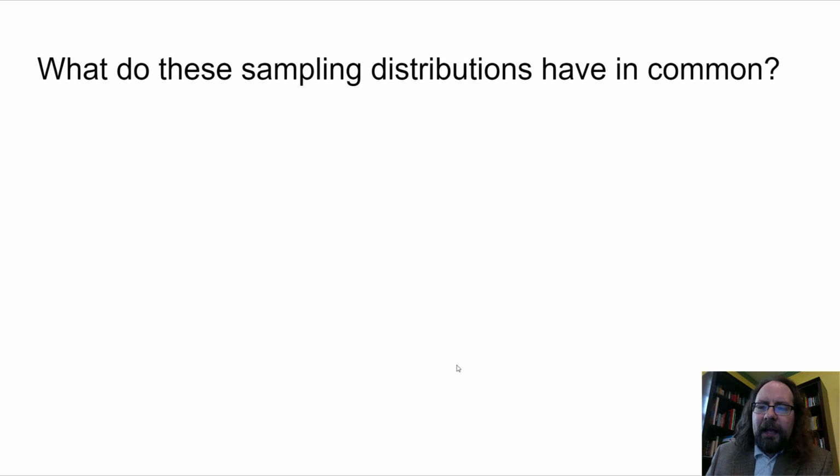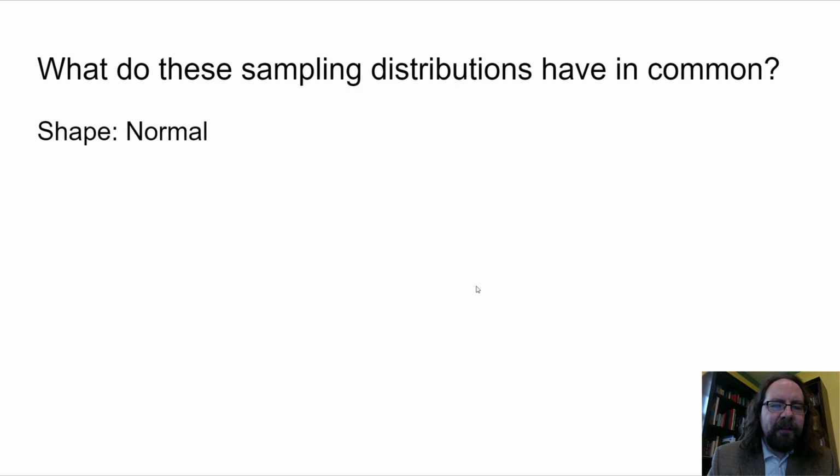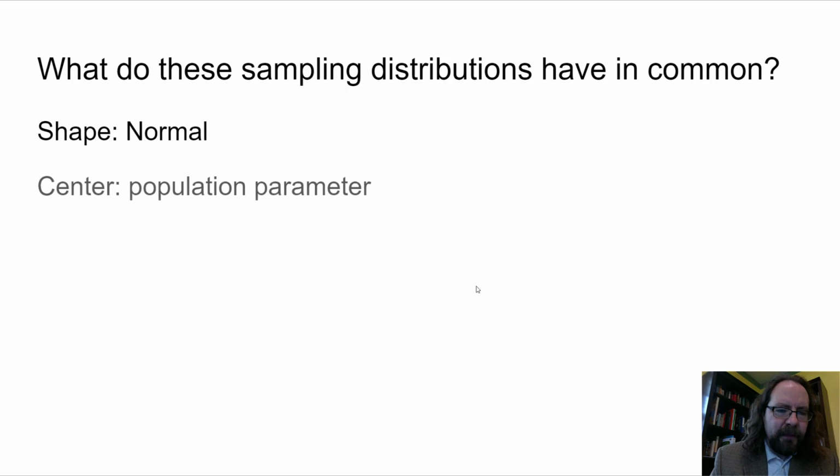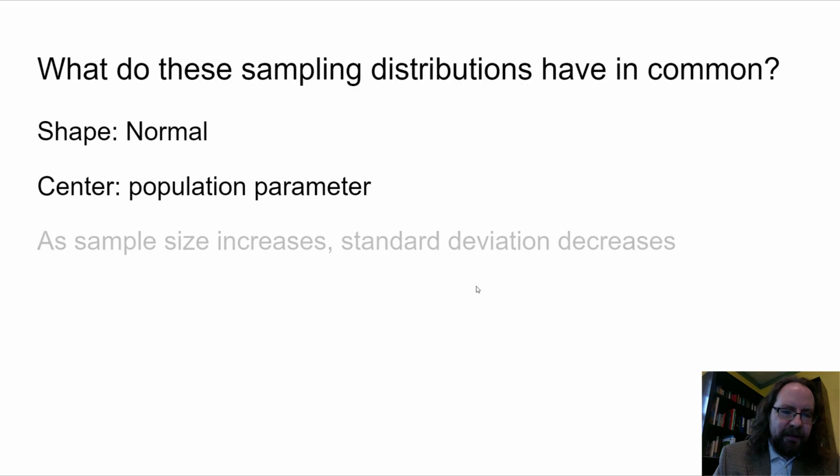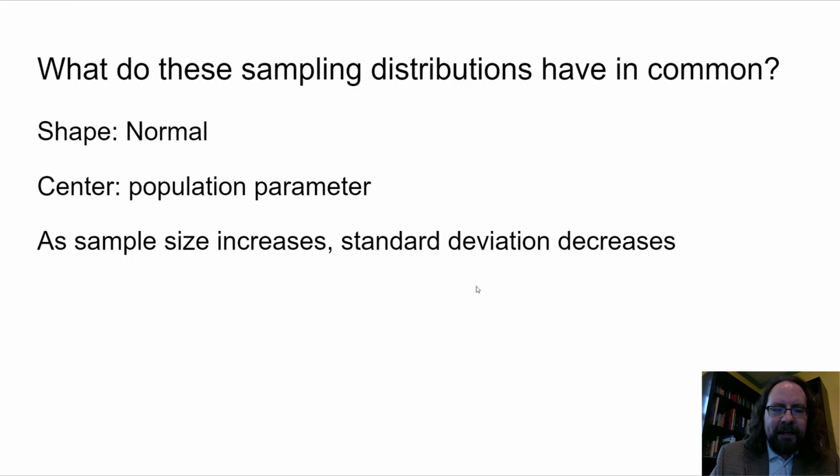So the reason why, again, I wanted to show the sampling distributions for proportions is to talk about what these types of sampling distributions have in common. So whether we're talking proportions or means, both of them have a normal shape to them. Both of them will be centered around whatever the population parameter is, and both of them have the property that as the sample size n increases, the standard deviation of the sampling distribution will decrease. So a larger sample means a more tight distribution.